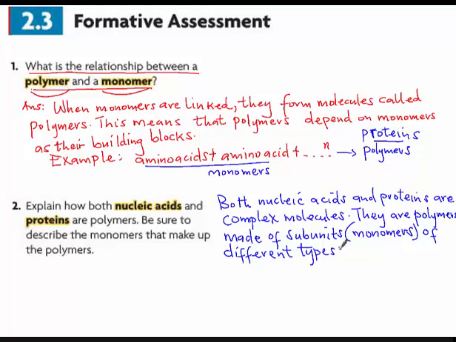Proteins, as we saw earlier, are molecules made of monomers called amino acids.